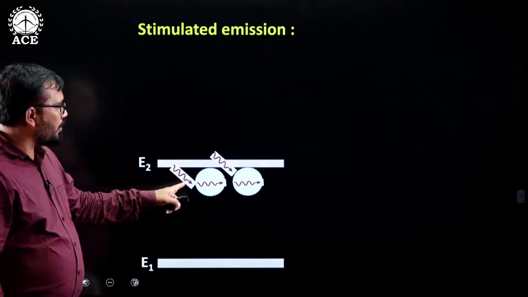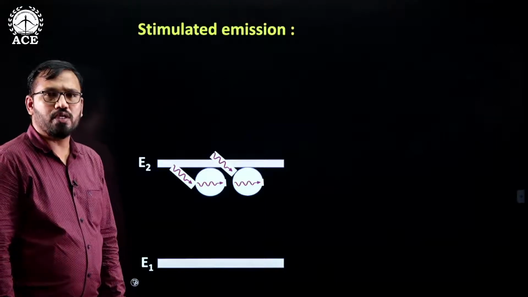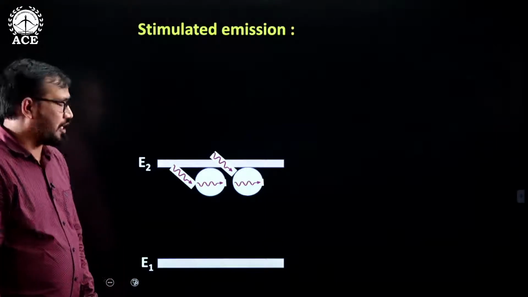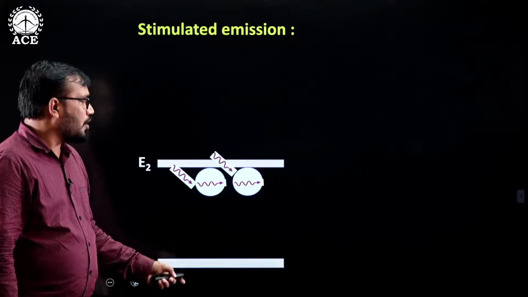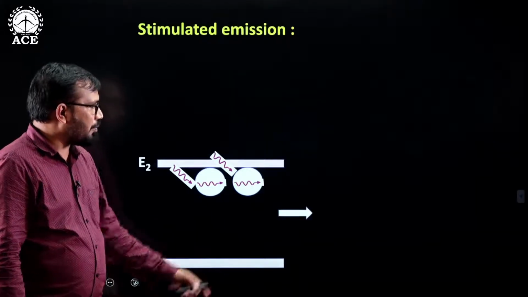See, what are you doing? You are giving some external photons to these atoms. Now, what happened to these atoms? These atoms will come down. So, when the atoms are coming down, what happens here?